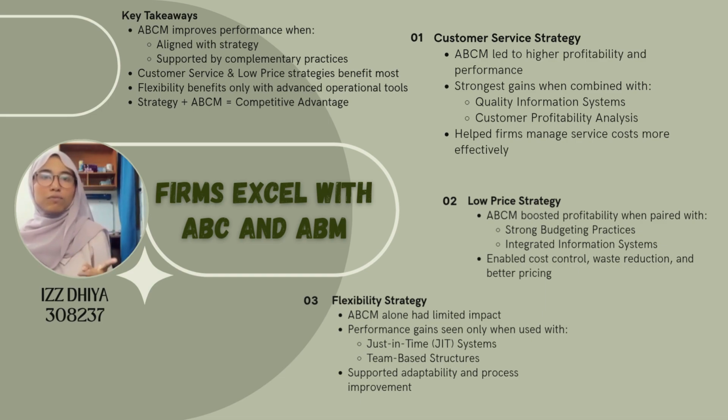Here's the key takeaway: ABC gives clearer cost information. ABM turns the information into strategic action. When both are aligned with a well-defined strategy, they drive real performance gain. Whether you're aiming to be the lowest cost provider or the best at customer service, aligning tools with strategy is essential. In conclusion, the study by Cromwell and Charles offers strong empirical evidence.